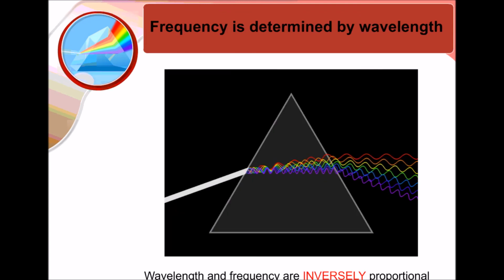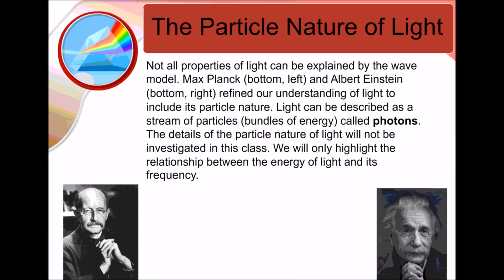Frequency is determined by the wavelength of a wave. Watch the wavelengths as they leave the screen. This illustrates an important property of light. The shorter the wavelength, the higher the frequency. Wavelength and frequency are inversely related, which means as one increases, the other decreases.